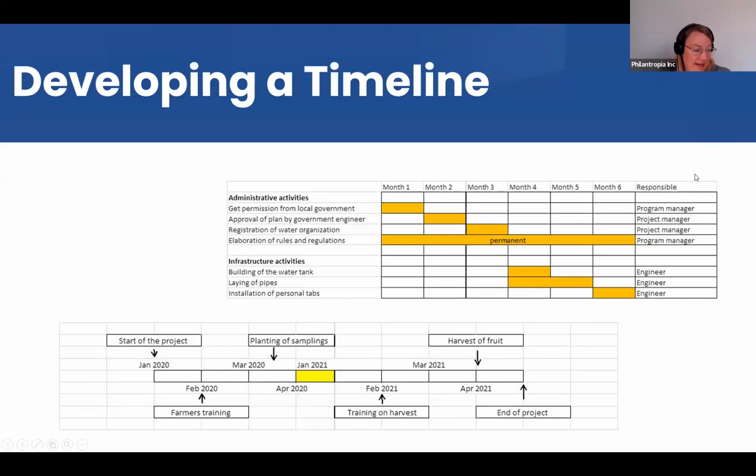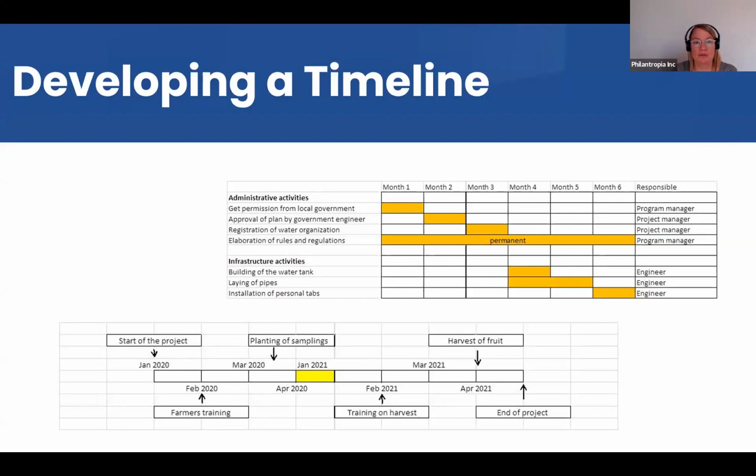Then we have the timeline. These are just two very simple examples of a timeline. So what you need to show is how long the project is supposed to run and what specific milestones along the way are, by when you think you can achieve them, etc.